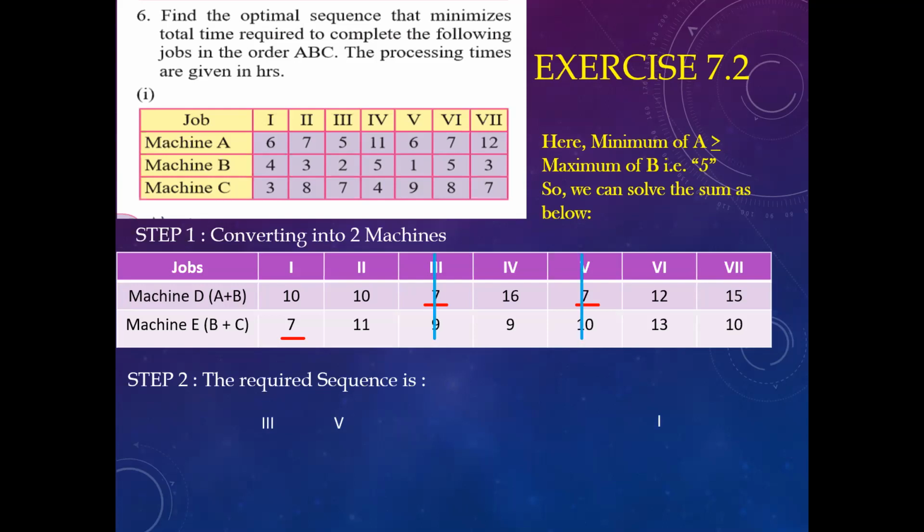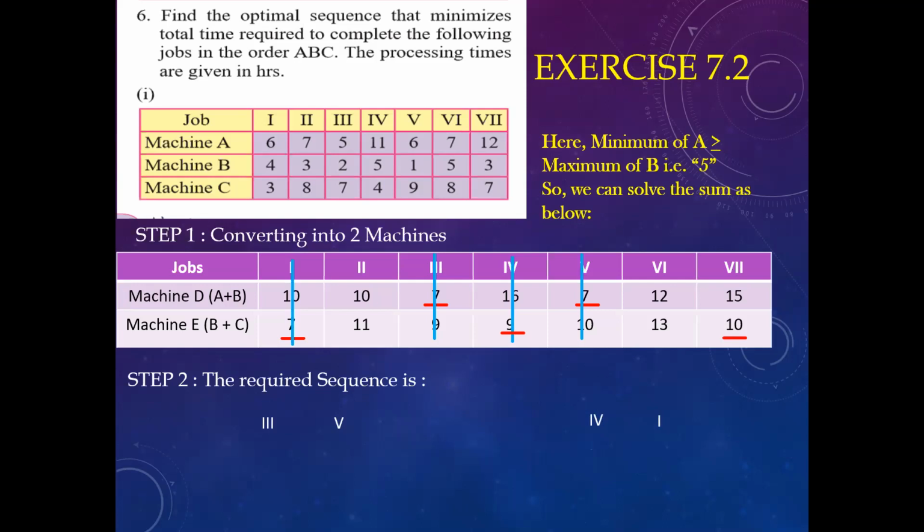After writing, you will draw lines and cancel all the 3 columns. So after 7, the next minimum number is 9. 9 belongs to the second row. So class, the fourth job will be placed behind like this. Again, you draw a column and cancel that particular column.